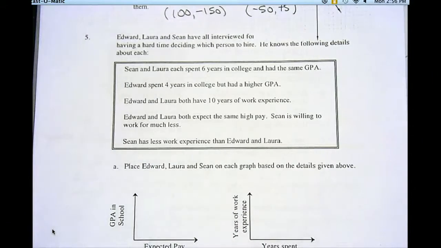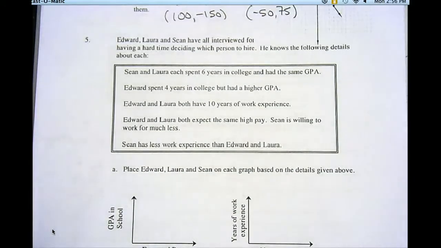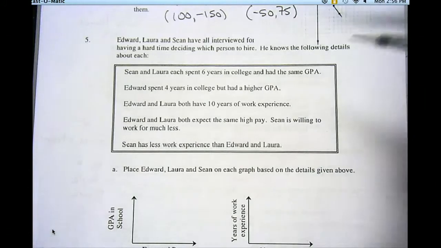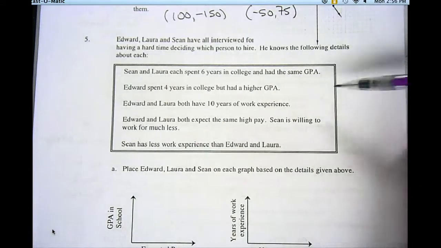It says Edward, Laura, and Sean have all interviewed and are having a hard time deciding which person to hire. I guess my graph is kind of covering it up. He knows the following details about each.